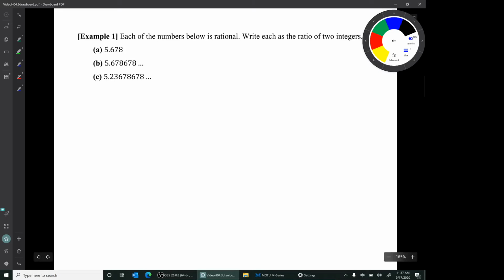For our first example, we're presented with three numbers that are known to be rational, and the job is to write each of these as a ratio of integers. Notice that this first one, question A, is a terminating decimal. And there's, I guess, a trick. It's not really terribly hard to understand, though, so it almost doesn't deserve to be called a trick. We can just write this as 5,678 divided by 1,000.